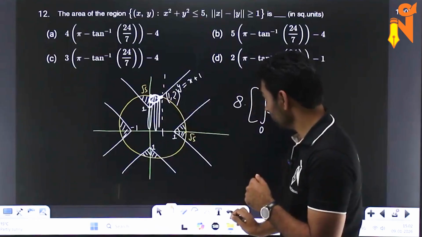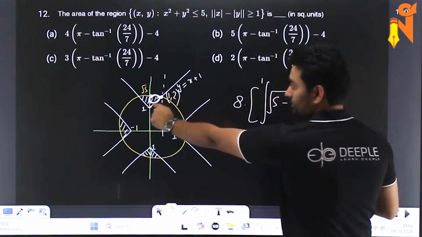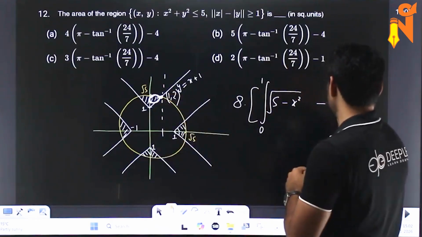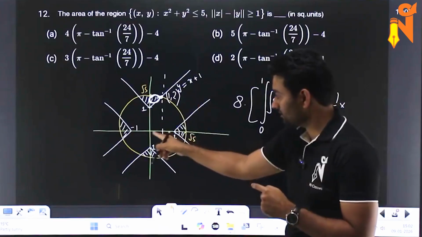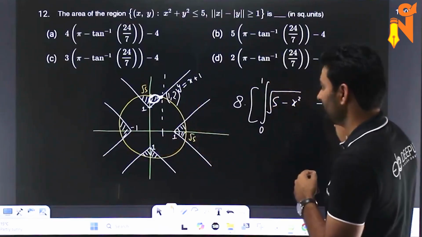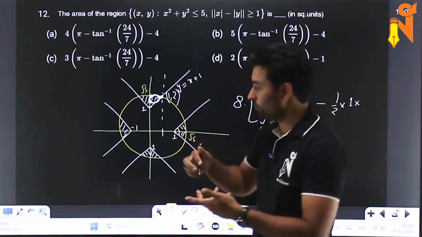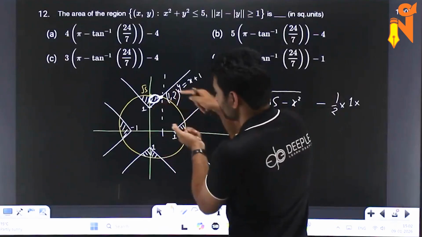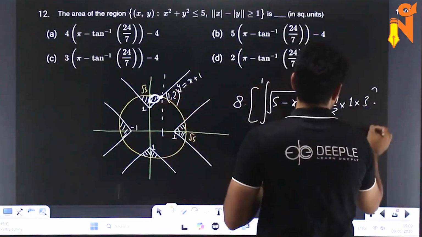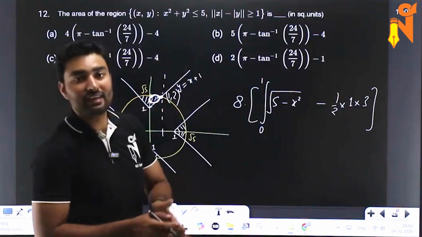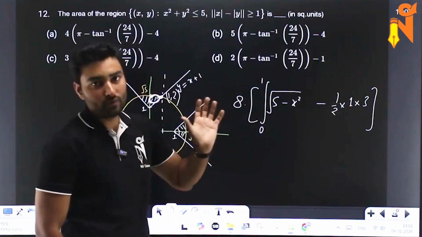Okay, I will remove this shape. So half into base. How much base? This base is 1. Into the summation of heights. How much is this? 1. This is how much? 2. So 1 plus 2, 3. Now this is the answer. Simplify this expression, then you will get the answer.